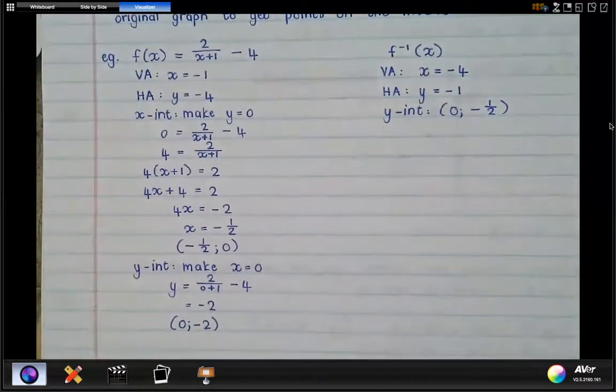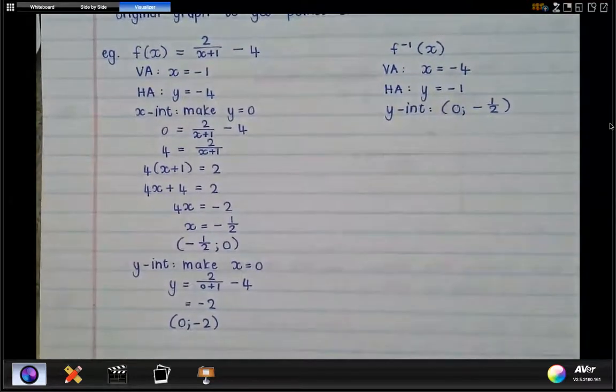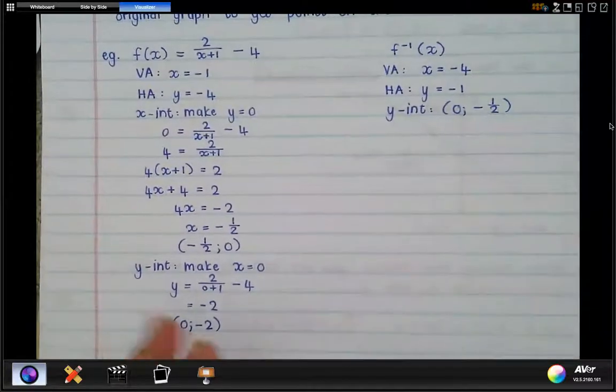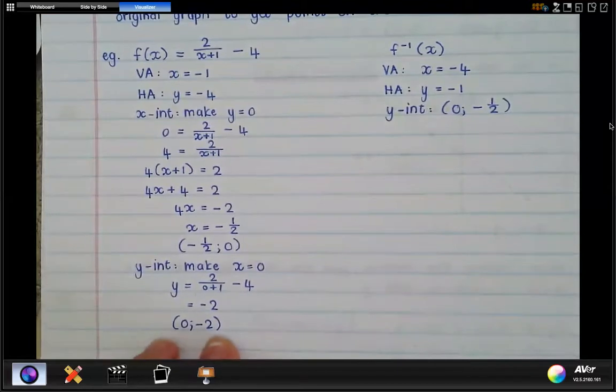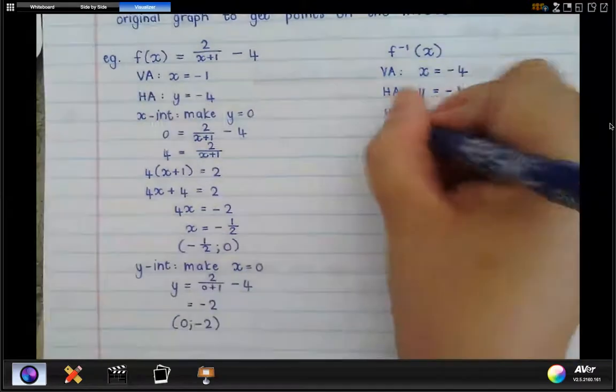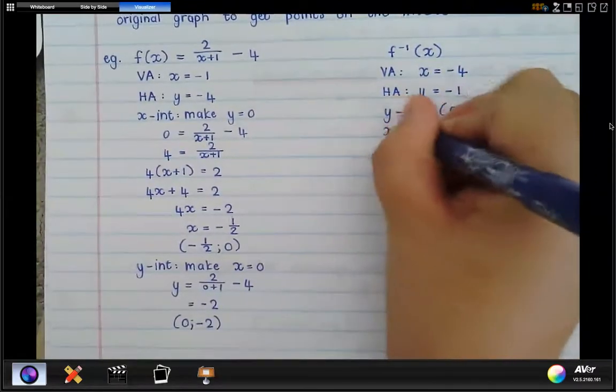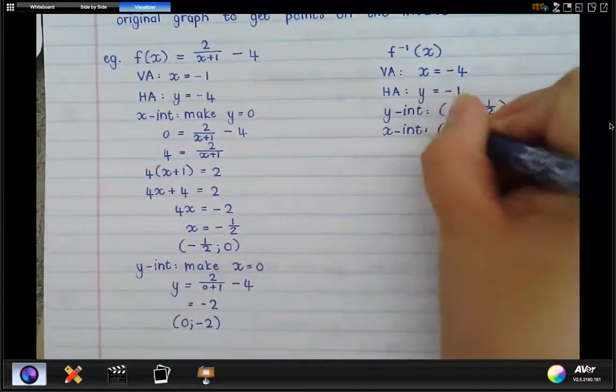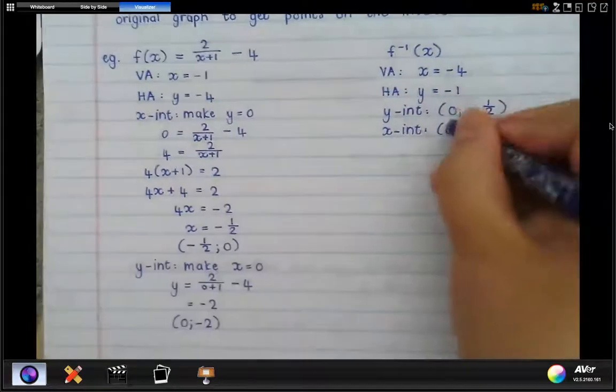Now, if we want to use this point to find a point on the inverse, all we need to do is swap x and y around. So when we are swapping (0, -2) around, we're going to get (-2, 0), which is the x-intercept of the inverse.